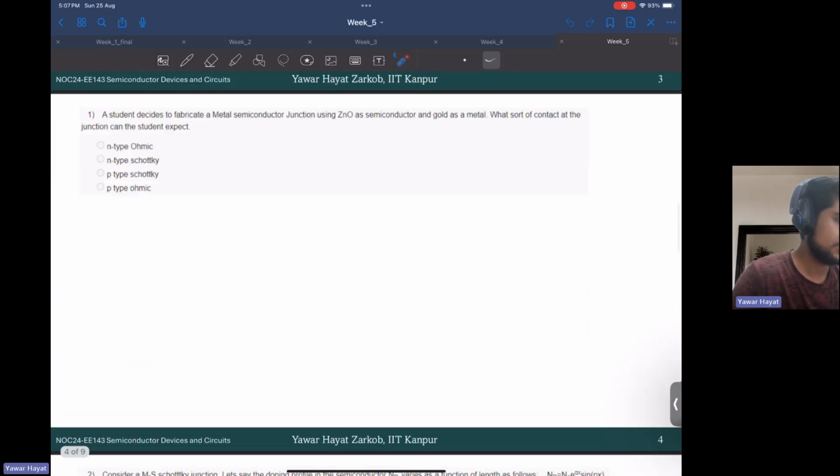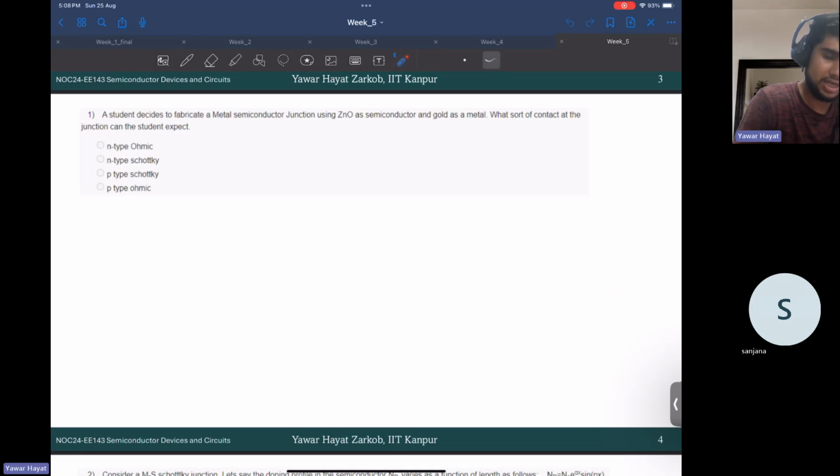So let's start with the first question. A student decides to fabricate a metal semiconductor junction using zinc oxide as a semiconductor and gold as a metal. The question is what sort of a contact at the junction can the student expect? Should he expect that it would be an n-type ohmic contact? Should it be an n-type Schottky, p-type Schottky, or a p-type ohmic contact?